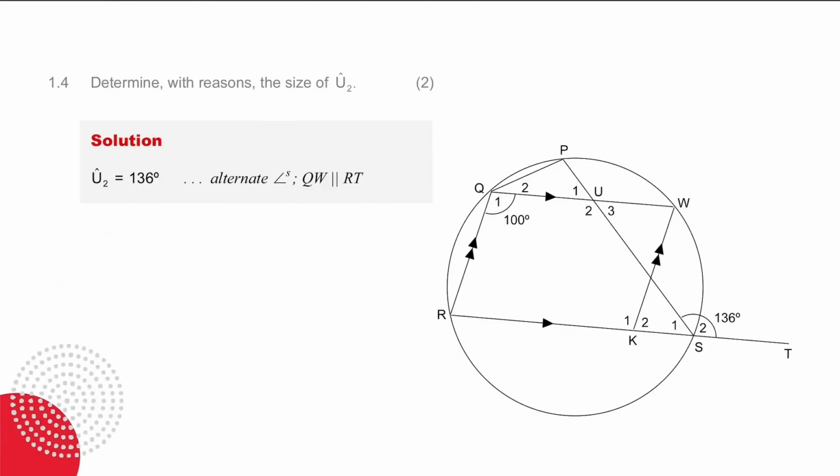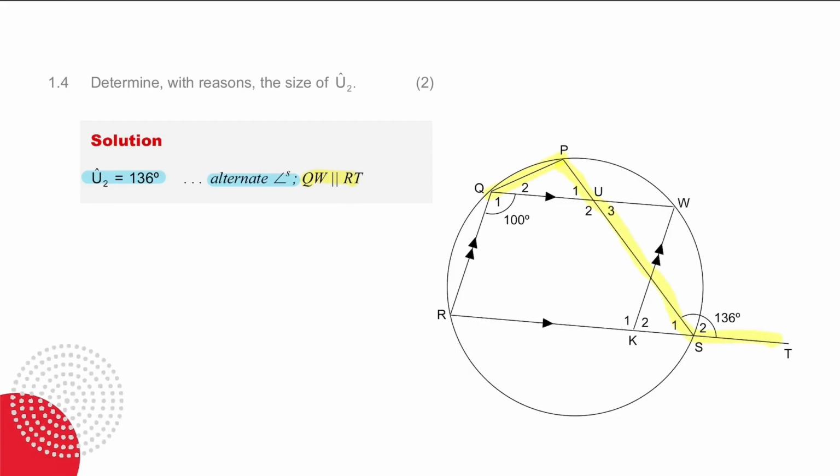We can write up the solution by simply stating what we already know to be true. So angle U2 is 136 degrees, alternate angles. Please remember once again how important it is to include in your reason that QW is parallel to RT. A reminder of why this is so important.